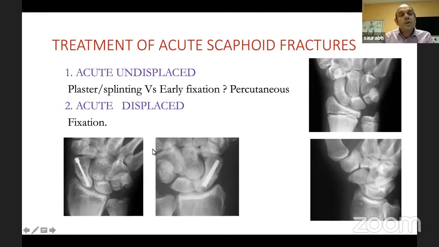So scaphoid, as we know, can be undisplaced or displaced. Undisplaced, depending on the patient profile, either you can manage with plaster or early fixation. If you decide for fixation, then percutaneous is better than an open approach for obvious reasons. So this is a conversation you need to have with your patient. Now, displaced, of course, will need fixation. And if it's a waist, it'll need a volar fixation. If it's a proximal pole, it'll need a dorsal approach.